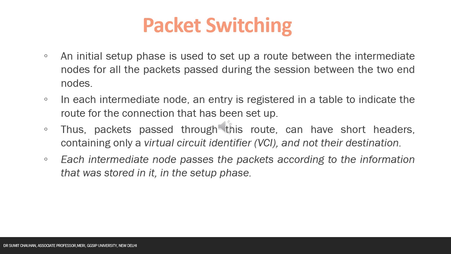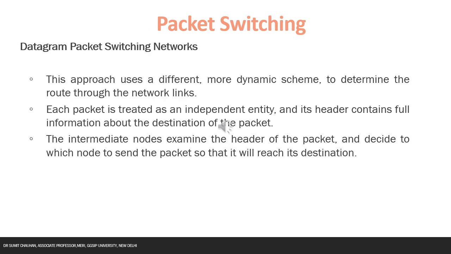In each intermediate node, an entry is registered in a table to indicate the route for the connection that has been set up. Thus, packets passed through this route can have short headers containing only a virtual circuit identifier (VCI) and not their destination. Each intermediate node passes the packets according to the information that was stored in it in the setup phase. Datagram packet switching networks.